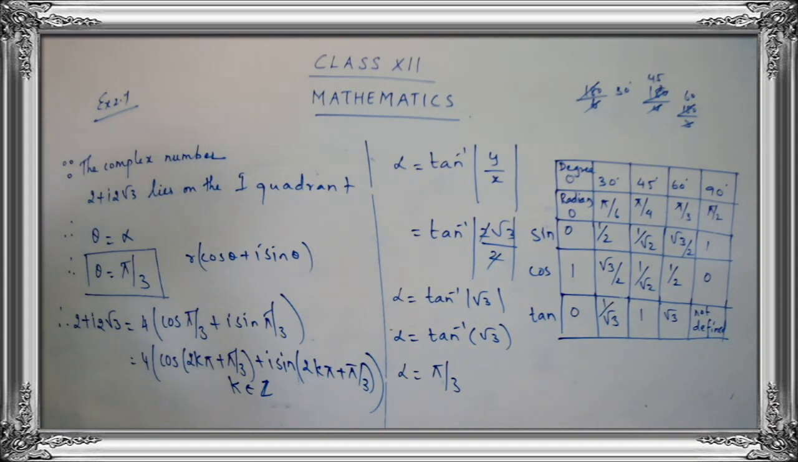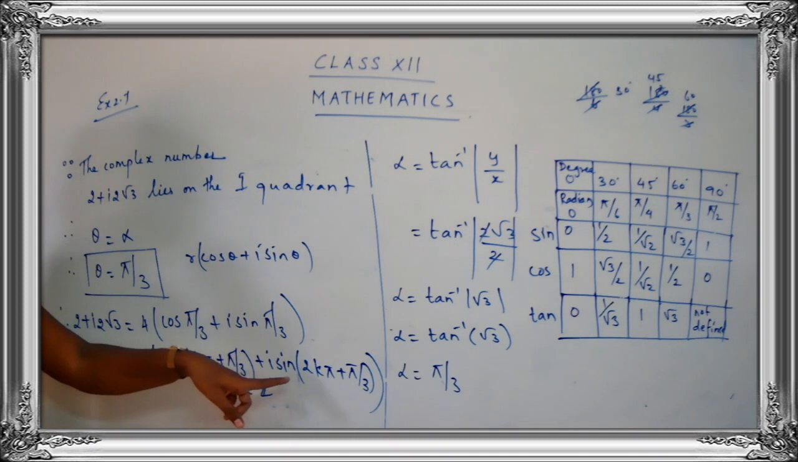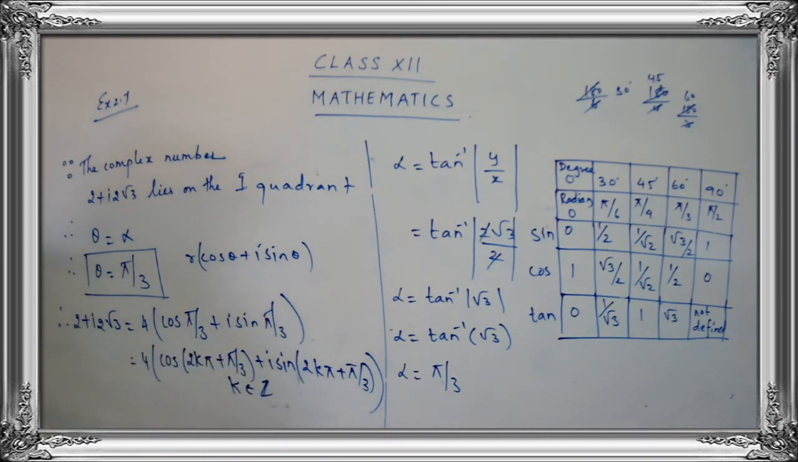K belonging to Z, that means k can take any value. It can take a positive value, a negative value, or a 0 value. So what is the alternate form? The alternate form is cos of 2k pi plus theta. What is the value for theta here? The value for theta is pi by 3. So cos(2k pi plus pi by 3) plus i sin(2k pi plus pi by 3), k belonging to Z. Okay, children, so this is the required answer.